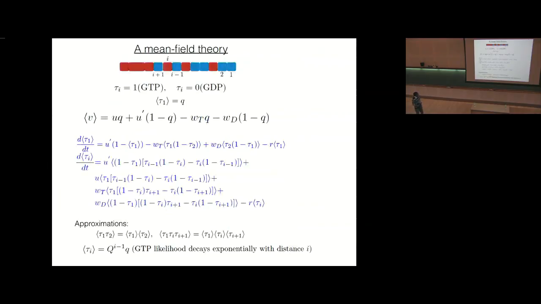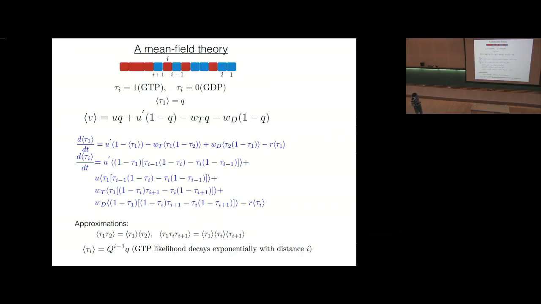So you can do a mean field theory. You start out by marking site locations from the tip as 1, 2, 3, 4 inward, and then you define variables tau i, which take the value 1 or 0 depending upon whether it is a blue or a red, GTP or GDP. The average value of this tells you the mean likelihood of having a GTP tubulin there. So you can have average tau i, and you can write down such equations for all the average tau i's.